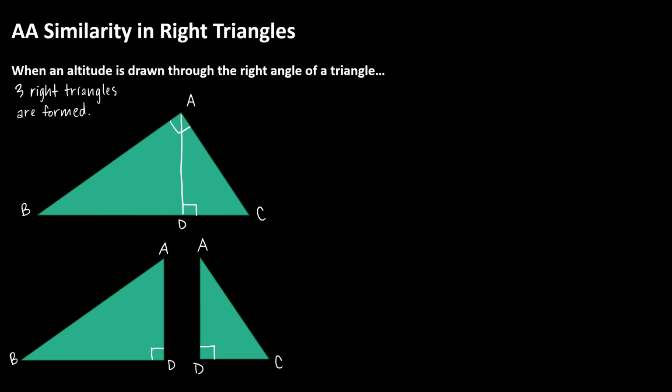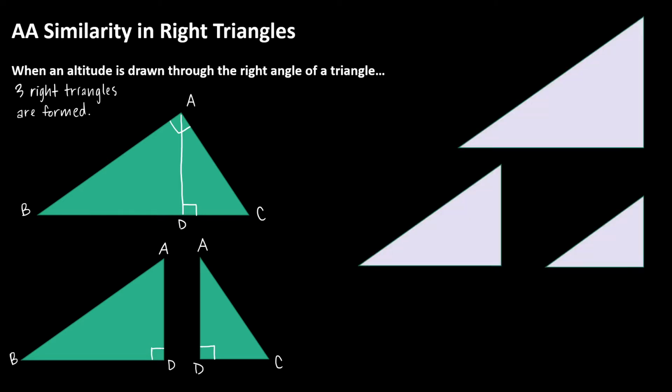So what I'm going to do to examine the similarity of these triangles is redraw them so that they're all facing the same way. They all have the same position, like this. For the sake of labeling here, I'm going to call the biggest triangle triangle 1, the second biggest triangle is triangle 2, and the smallest is triangle 3. I'm going to go through really quick and label all of these points and the right angles.